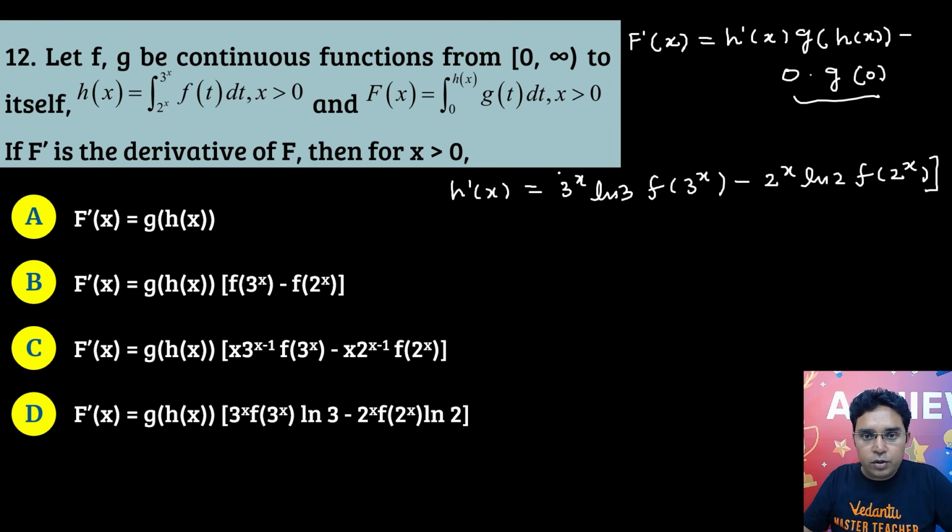So we need to put this h dash here. Okay, we will get the answer. I think the answer here is D. You can see g of h x is here, and other terms 3 power x ln 3 f of 3 power x minus 2 power x f of 2 power x ln 2. So this D has to be the answer.